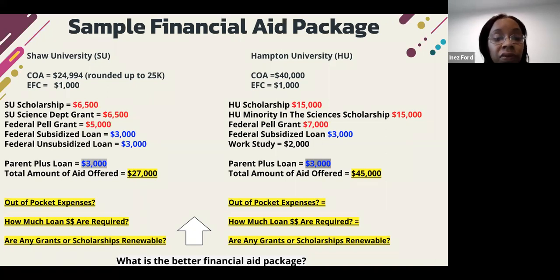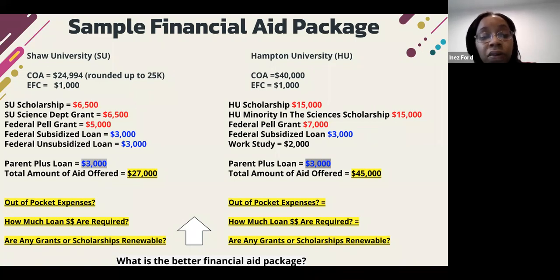So let's look at Shaw University, right? Costs 25,000. Hampton costs 40. You can't just assume that Shaw is going to give you a better deal because it's only 25,000. You just have to see. So let's say Shaw University. This student got an SU scholarship for 6,500. Remember, you want to add up all your aid. They got an SU science department grant, so they probably majored in some sort of science. They got 6,500 for that. So 65 and 65 is 13,000.